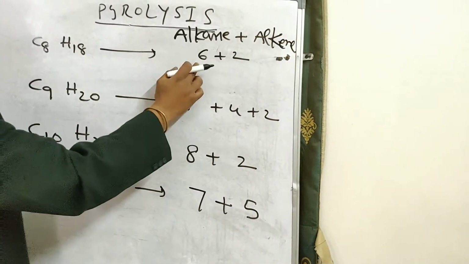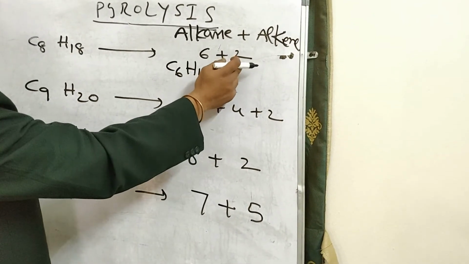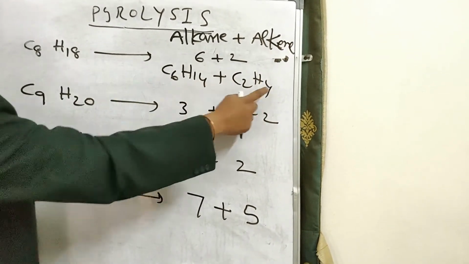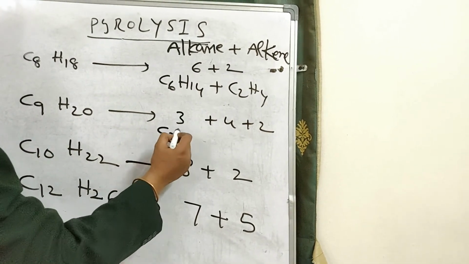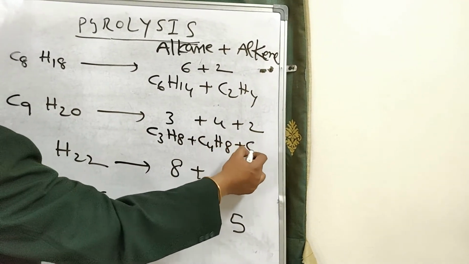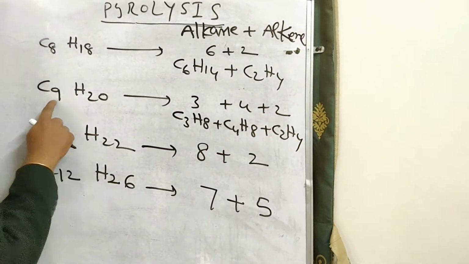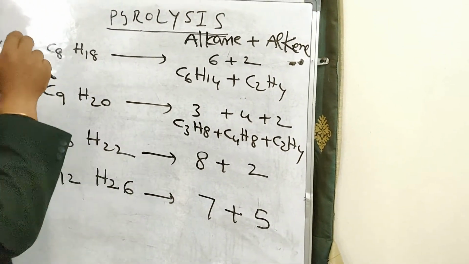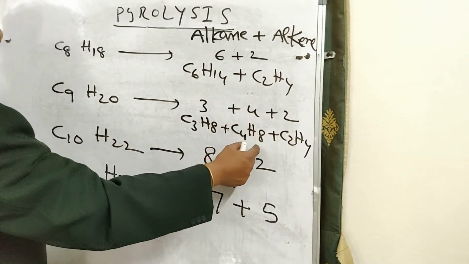Now C8H18, 6 means C6H14, hexane, plus ethylene, C2H4. Now count: 6+2 is 8, and 14+4 is 18. Now C9H20. 3 is alkane, propane, C3H8. This is butene, C4H8. This is ethylene, C2H4. Now count: 3+4 is 7, 7+2 is 9. 8+8 is 16, 16+4 is 20. That means in the pyrolysis of nonane, we get propane, butene and ethylene.